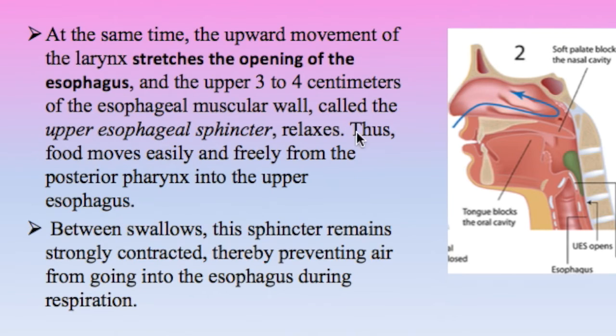At the same time, the upward movement of the larynx stretches the opening of the esophagus, which is called the upper esophageal sphincter. This stretch causes relaxation of the sphincter, and the bolus of food passes easily and freely from the posterior pharynx to the esophagus. Normally, we should know that this sphincter between swallowing is strongly contracted, and this contraction is mediated by the vagus nerve in order to prevent the passage of air into the esophagus during respiration.